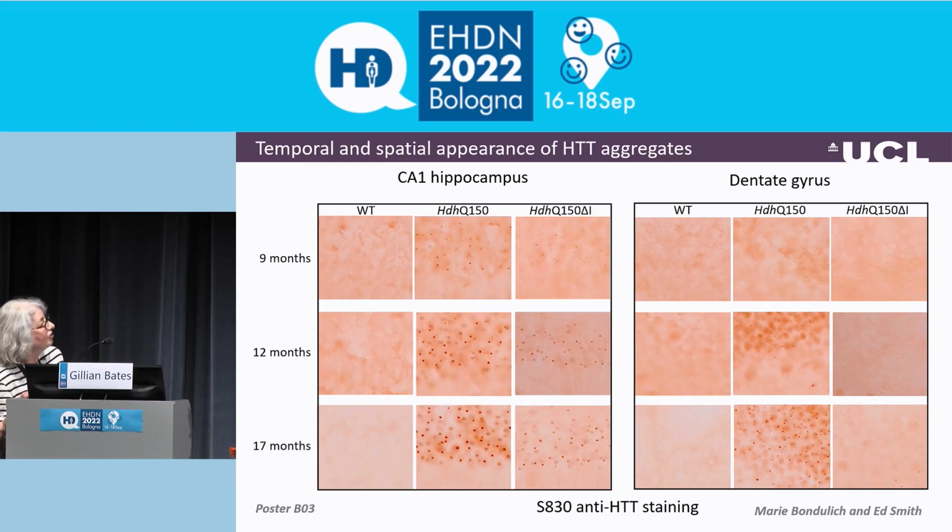Here we're showing you two regions of the hippocampus. Again, we see it increasing in our knock-in mice and much, much more slowly in the delta intron mice, and in the dentate gyrus of the hippocampus, we can really rarely see any signal at all.